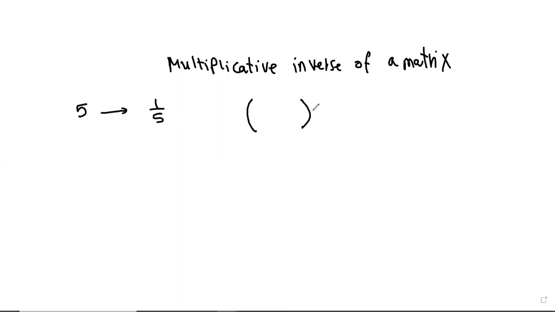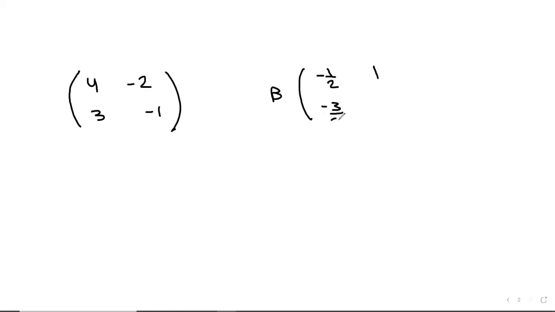The multiplicative inverse of a matrix, if the matrix is A, is also a matrix. When we multiply them, we get the unit matrix. So if we have a matrix A like this one, 4, -2, 3, and -1, and a matrix B like this one, -1/2, 1, -3 over 2, and 2.